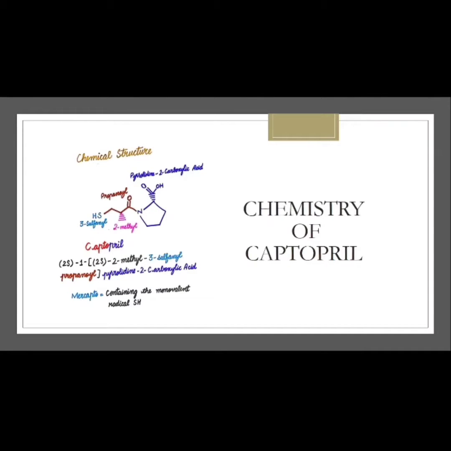Now, what is the chemistry of Captopril? Captopril is a solid white to off-white crystalline powder with a slight sulfurous odor, and its molecular formula is C9H15NO3S. And lastly, it is an L-proline derivative.